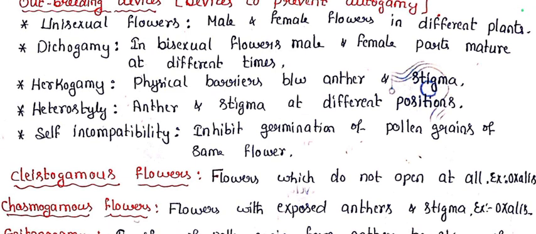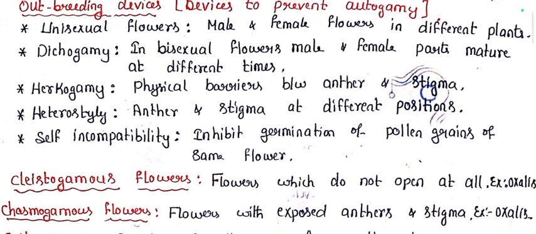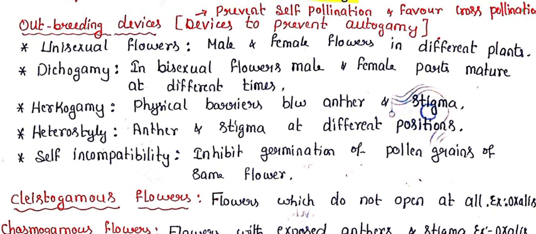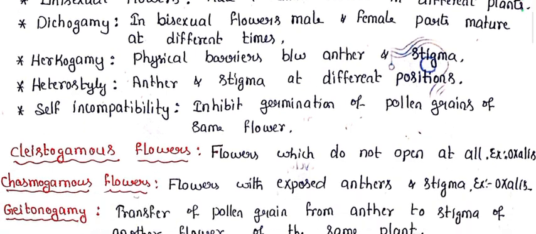Then one more is hercogamy. It's a physical barrier between anther and stigma. Heterostyly, where anther and stigma are at different positions, and self incompatibility. It inhibits the germination of pollen grains of the same flower. So these are the outbreeding devices.